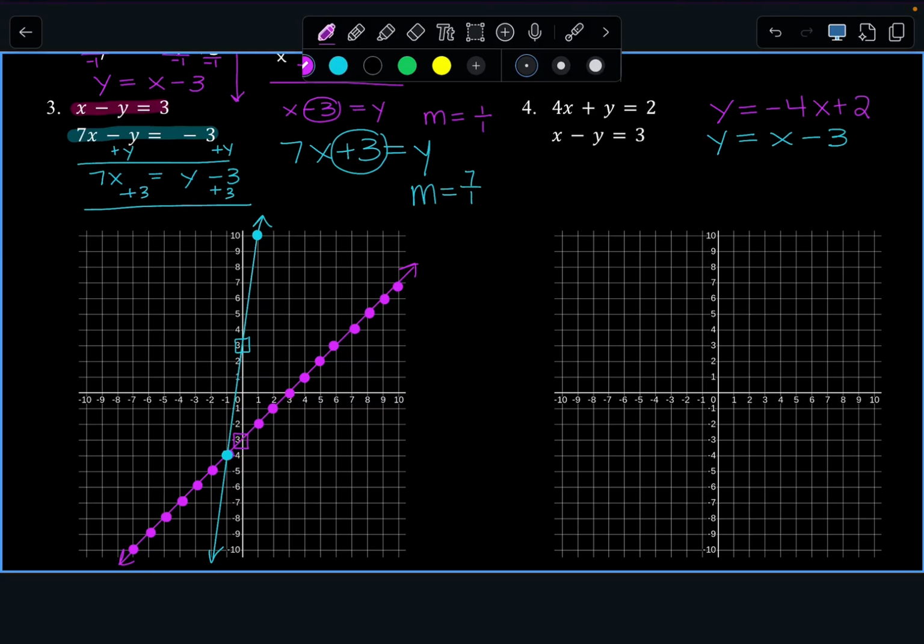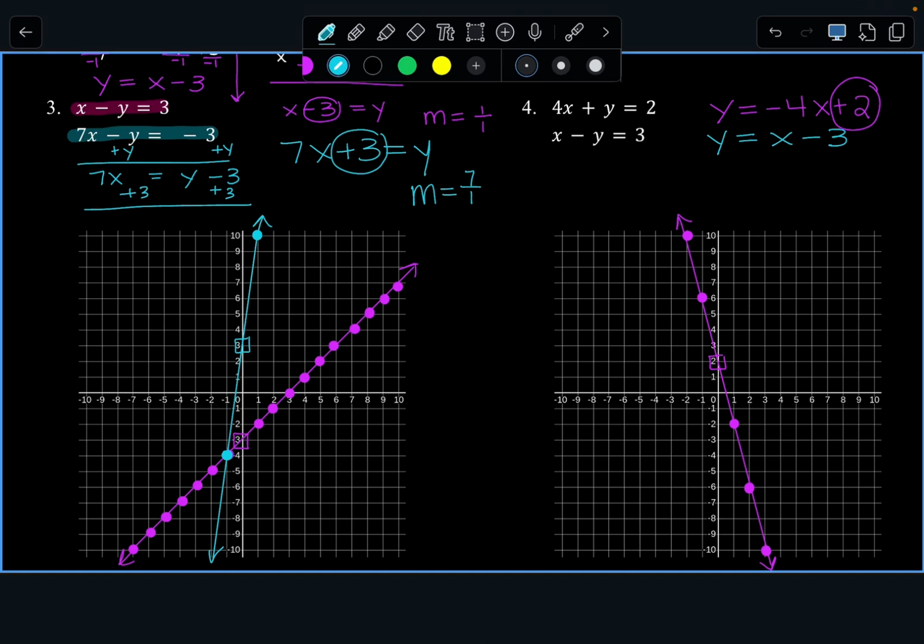For the pink line, our starting point is up 2. Our slope is negative 4. So that means down 4, right 1, and keep going. I can also do the opposite and go up 4, left 1. Then connect with a nice straight line.